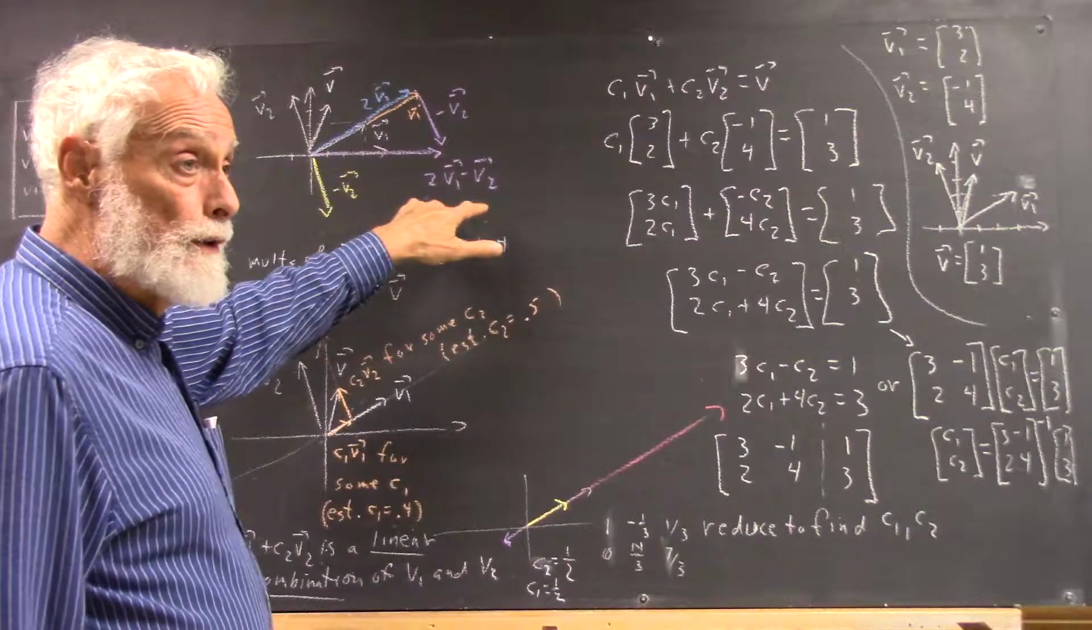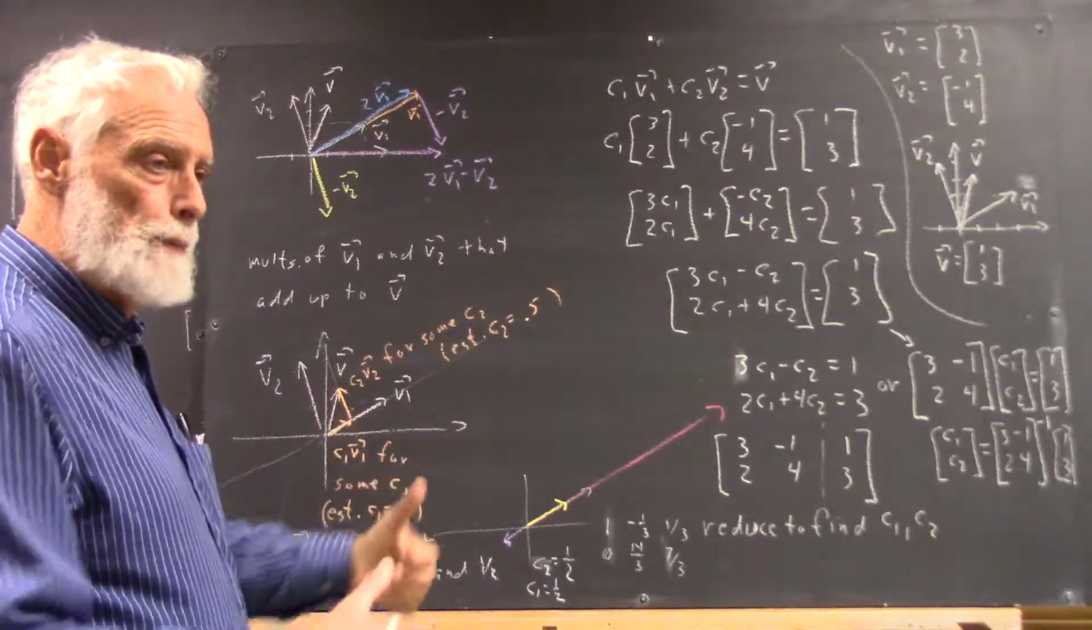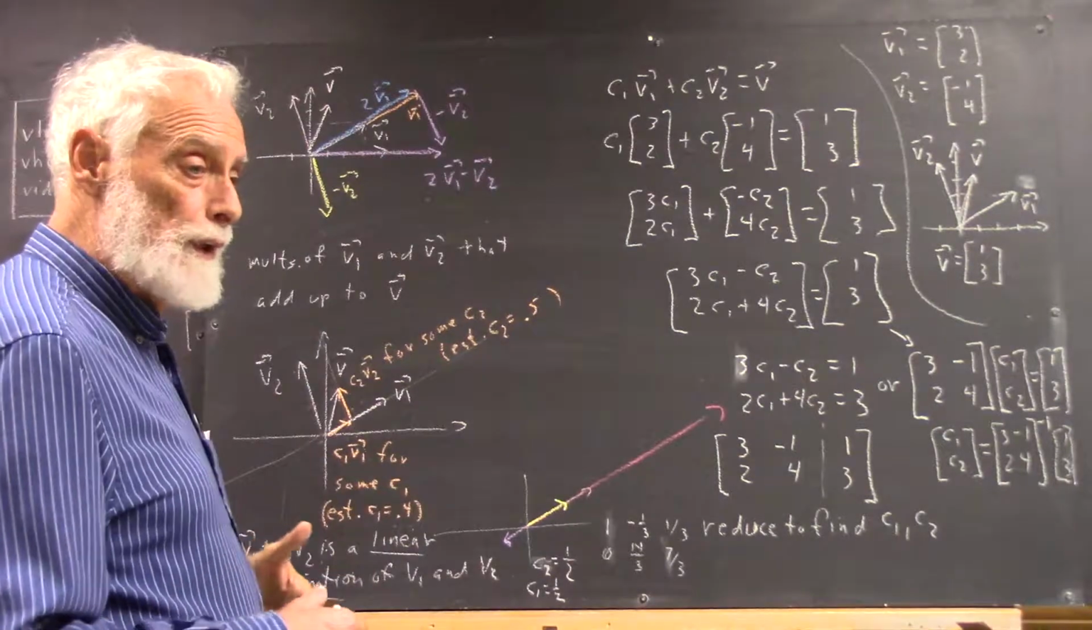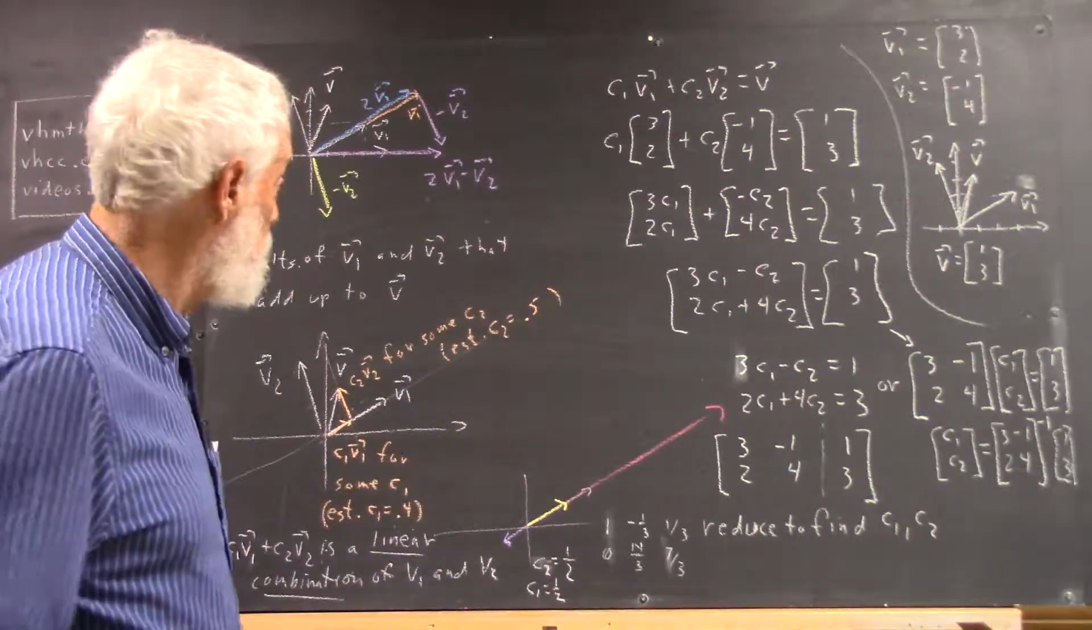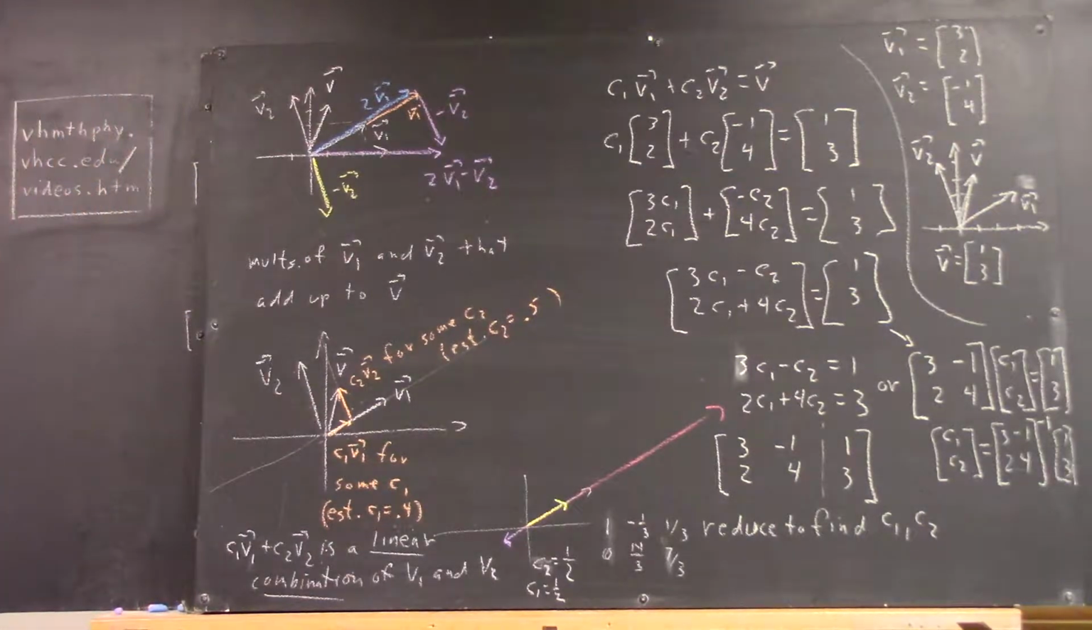This is called a linear combination of v2 and v1 because it's a sum of multiples. It's 2 times v1 added to negative 1 times v2. This is how you add vectors. That's what the geometry of the situation looks like.